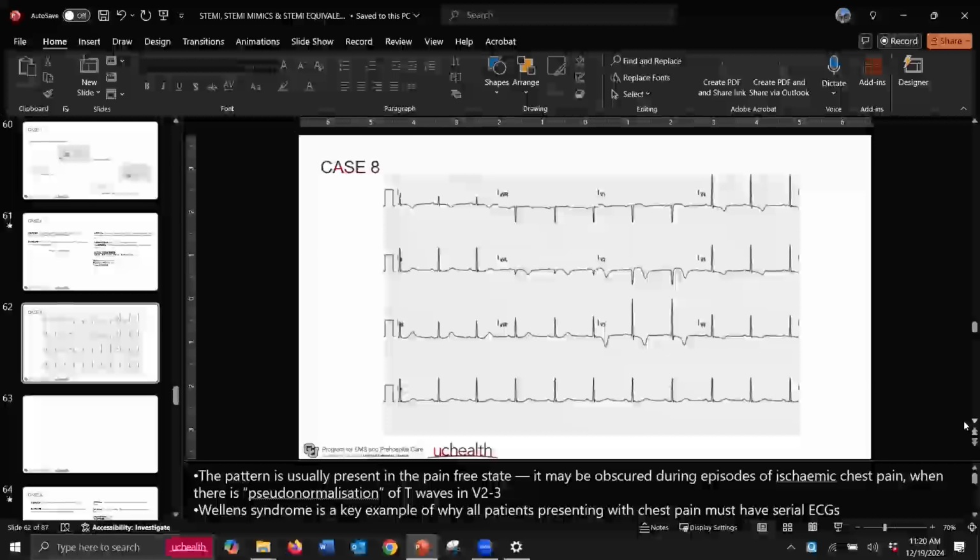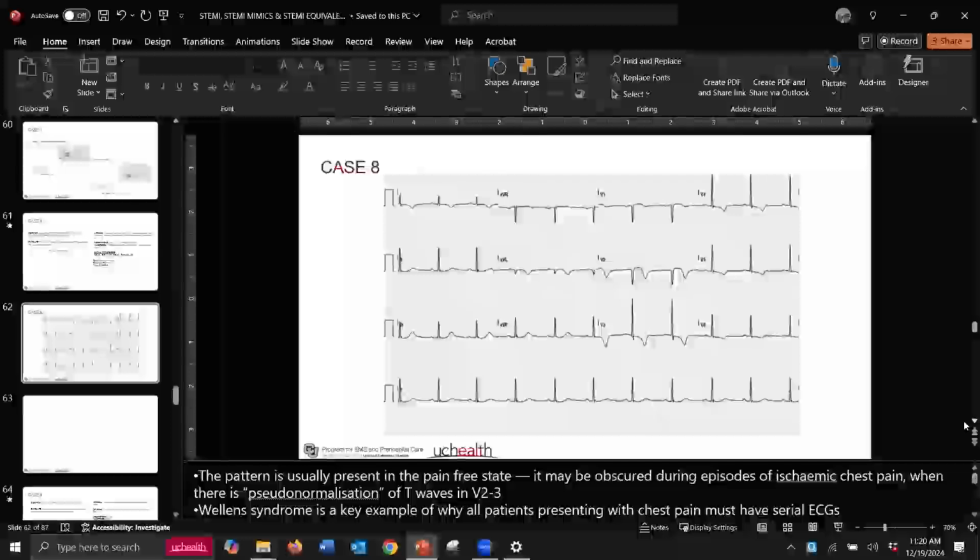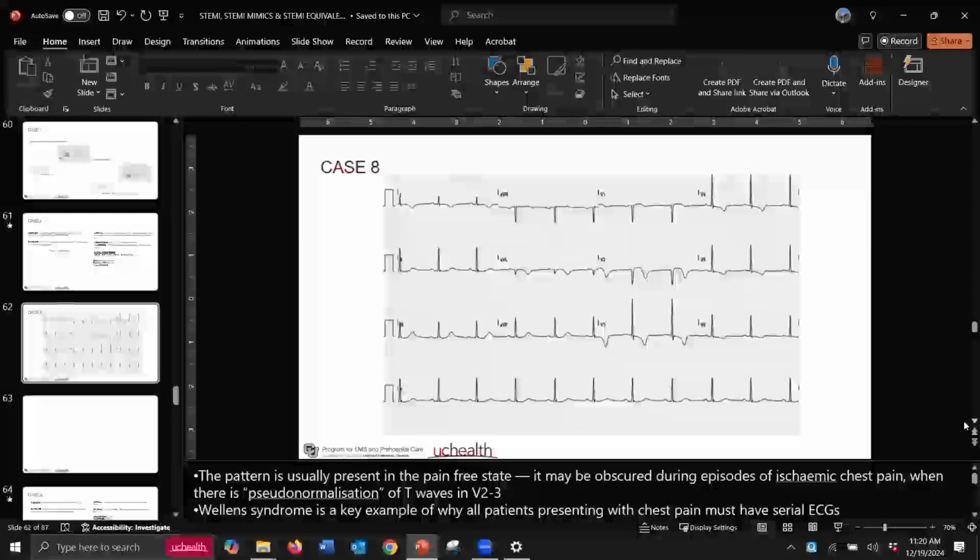STEMI, STEMI mimic, or STEMI imposter? Looks like it, but not. It ain't that. No, so STEMI equivalent? Equivalent. That's the one I was thinking. Oh, okay. What is it then?